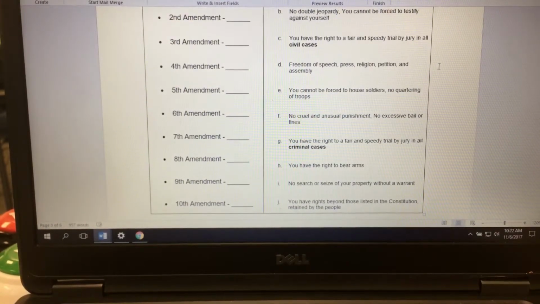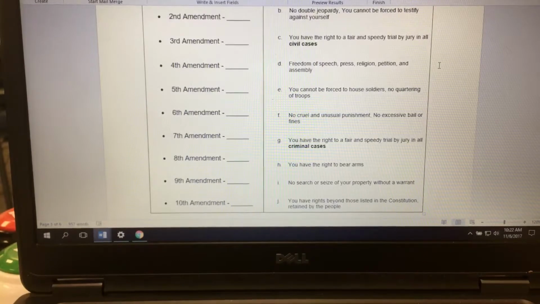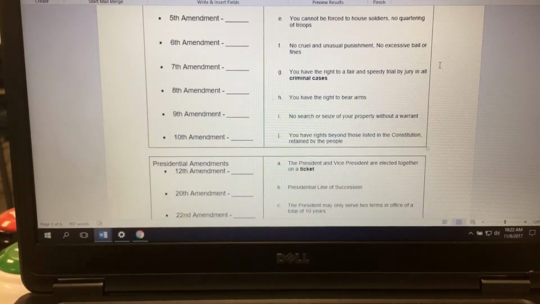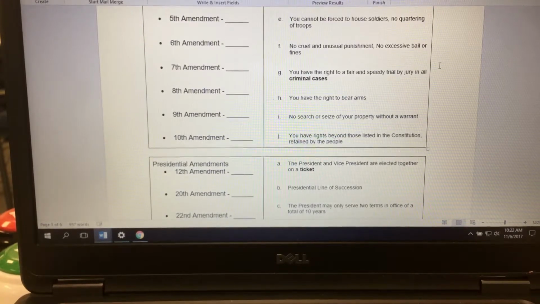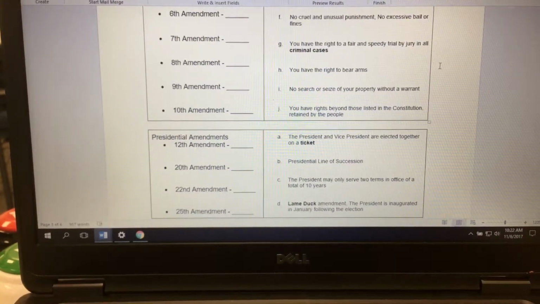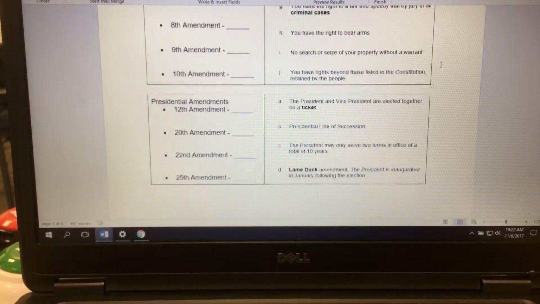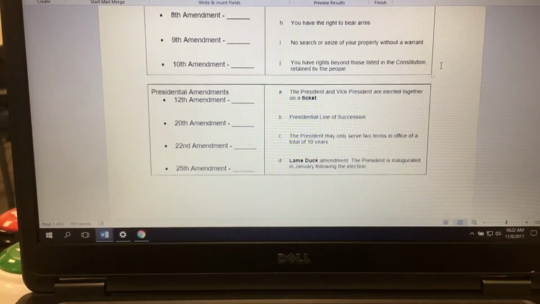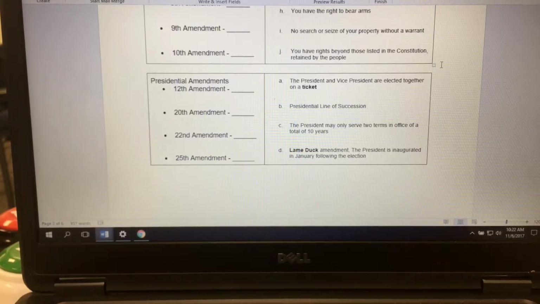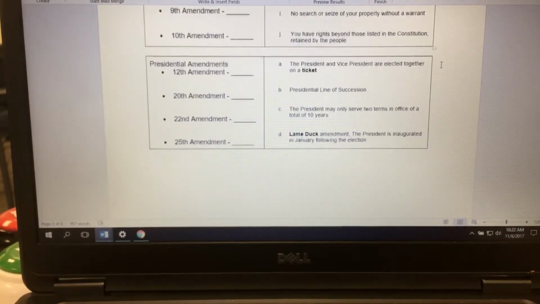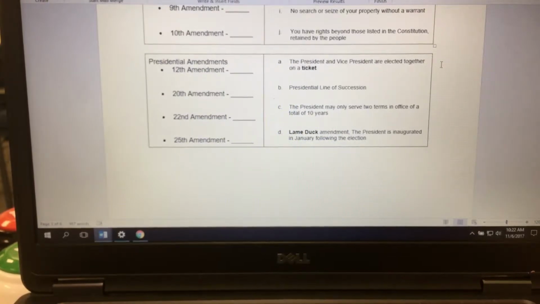You cannot be forced to house soldiers, no quartering of troops. No cruel and unusual punishment, no excessive bail or fines. You have the right to a fair and speedy trial by jury in all criminal cases. You have the right to bear arms. No search or seizure of your property without a warrant. You have rights beyond those listed in the Constitution, retained by the people.